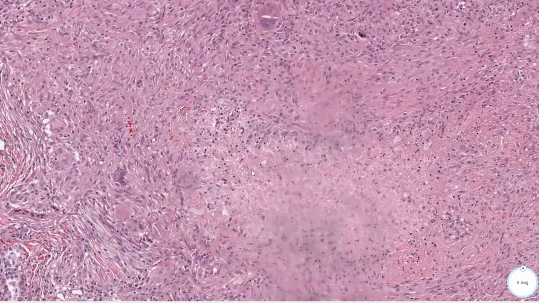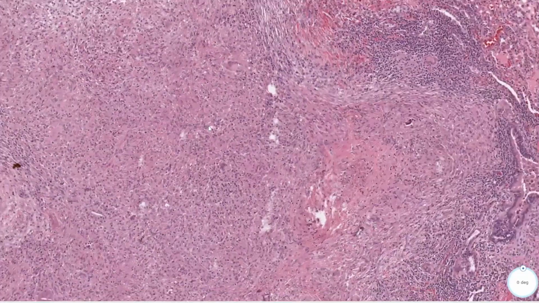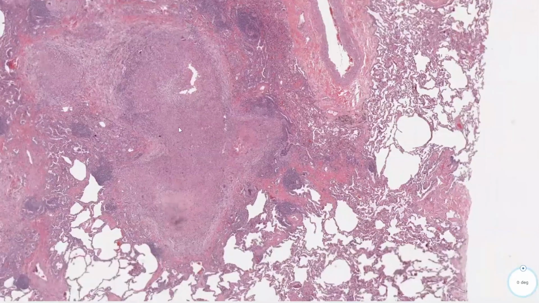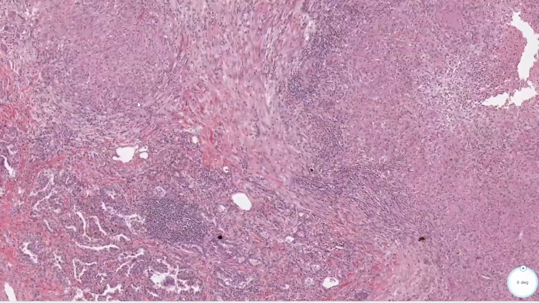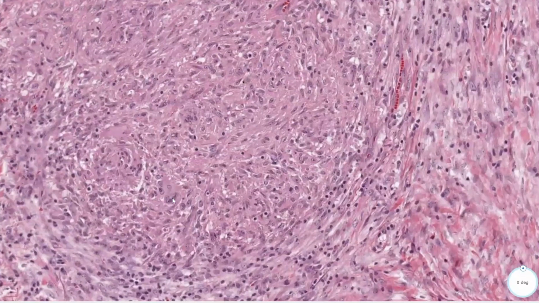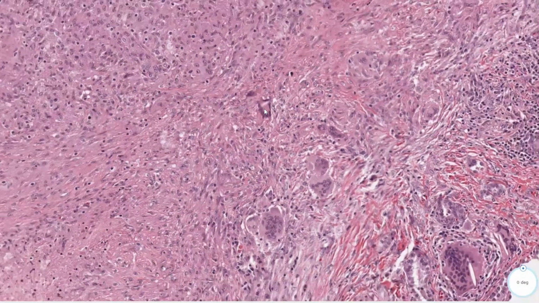You can see there's prominent necrosis here. You can see it all the way throughout. And these necrotizing granulomas are quite large and clustered together. And then we do see prominent multinucleated giant cells associated with them. And so you can see a spectrum of multinucleated giant cells.